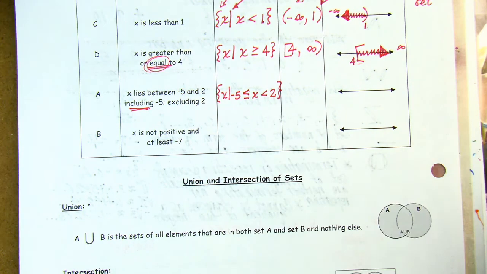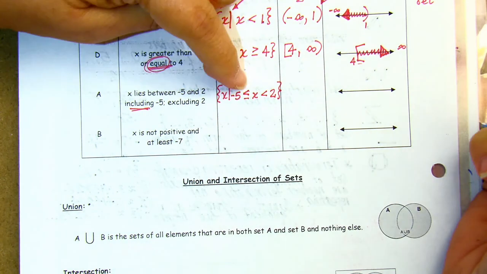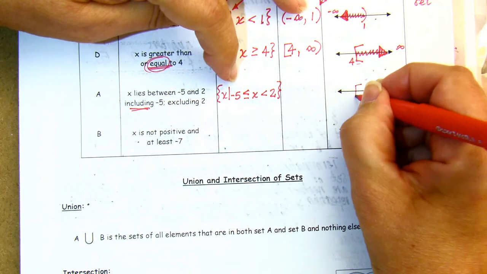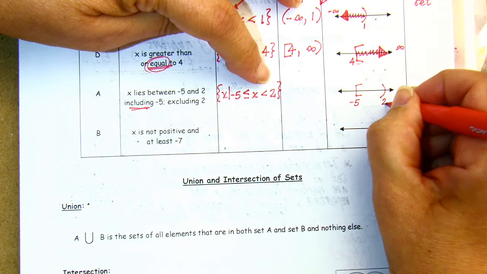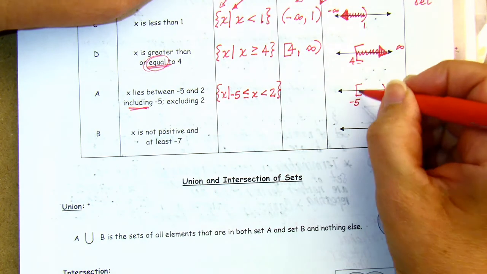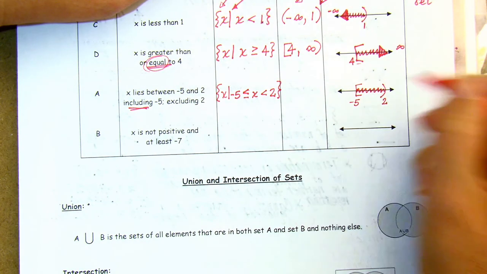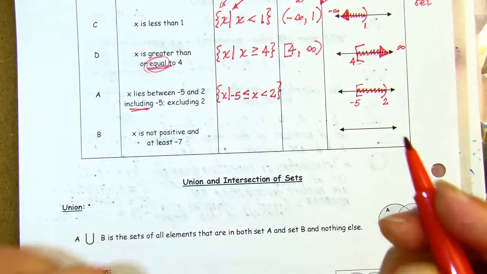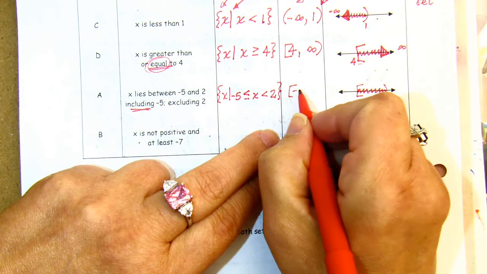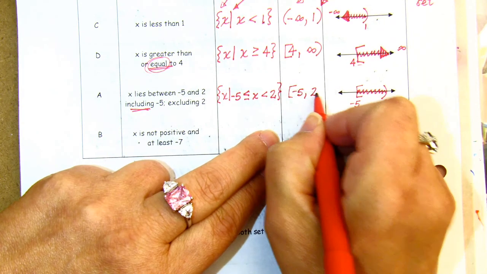So what does my graph look like? Well, I need a bracket on negative 5. And I need a parenthesis on positive 2. And I'm going to shade between. And what does my interval notation look like? Well, it looks exactly like this. Negative 5, comma, 2. Bracket on negative 5, parenthesis on positive 2.